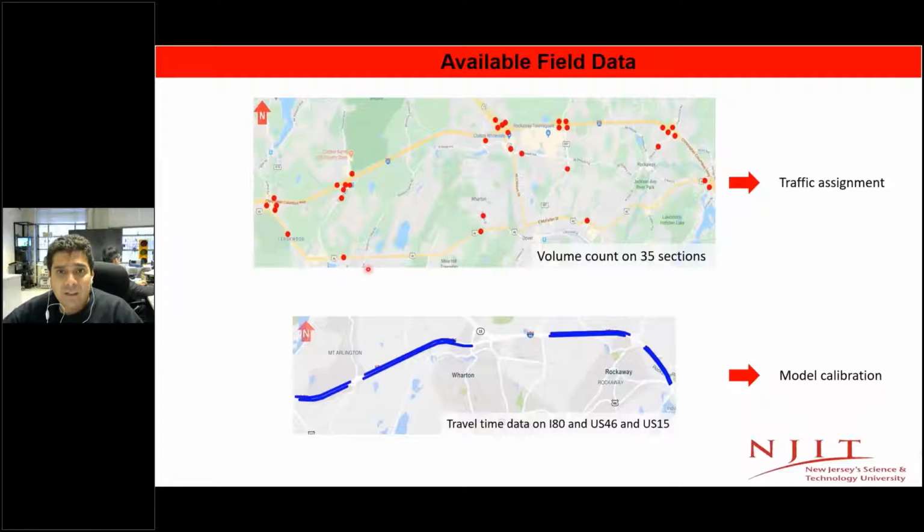The available field data for this study was very limited. We only had volume counts on 35 sections, which we normally used for traffic assignment. We also have the travel time data on I-287, US 46, and US 15, which we used for calibrating our model.